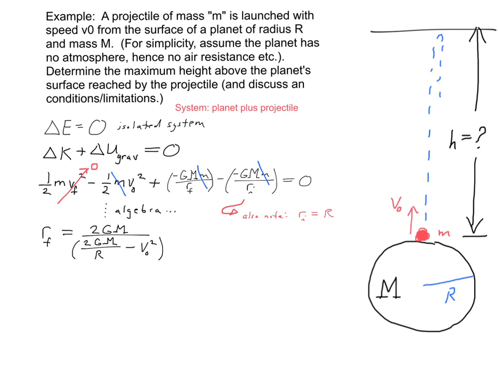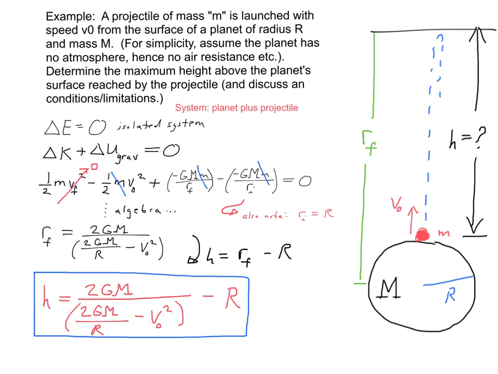Now, first note, this is not yet the answer. What we found is the r final, where r is the position of the projectile relative to the center of the planet. That's measured from the center of the planet. So we found from here to here. That's r final. What we want is this distance h. How high above the surface does the projectile go? So we need to subtract one planetary radius, capital R, from r final to get h.